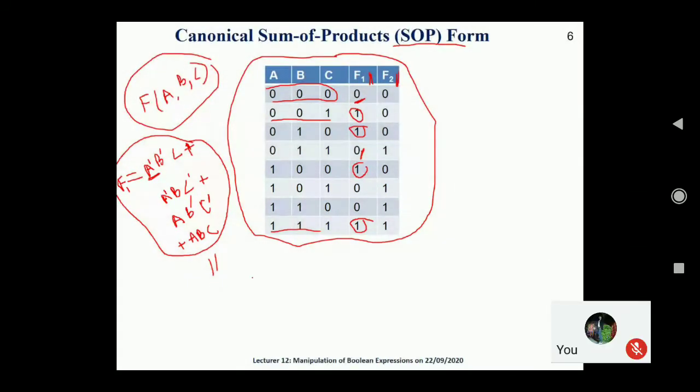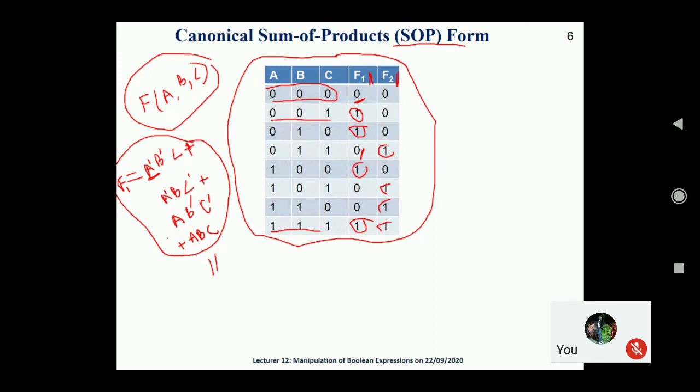Okay, so in the same way if you are writing F2, when we are considering this one 1, that time what happened? Because all are 0, here the F2 output is A bar B bar C. When we are considering 1, then A B bar C. And when we are considering 1, we have A B C bar. And when we are considering 1, then again A B C. This way we can write the sum.